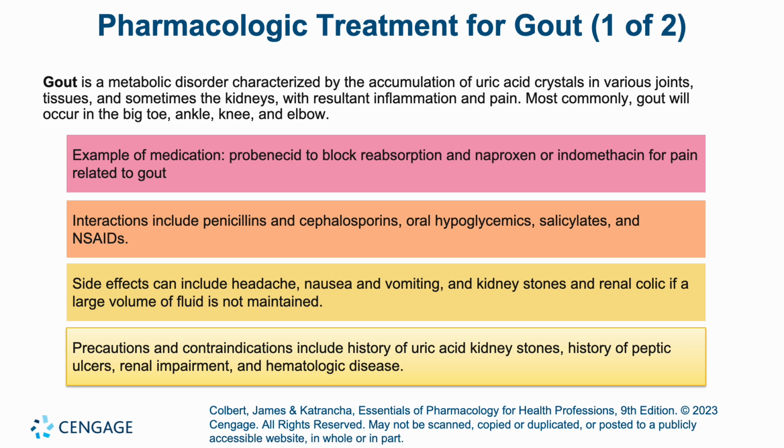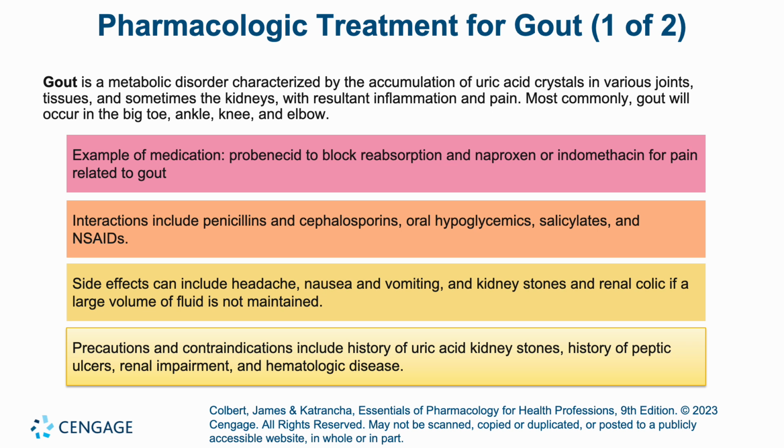Interactions include penicillins and cephalosporins, which can be potentiated. So their effects will be potentiated by the probenecid, and sometimes it's actually given for other issues, not even for uric acid formation, but because they want to potentiate the effect. But if that's not your intended goal, we need to be careful about how we're prescribing. Oral hypoglycemics, because it can lead to hypoglycemia through potentiation. Salicylates, because they antagonize the uricosuric action.